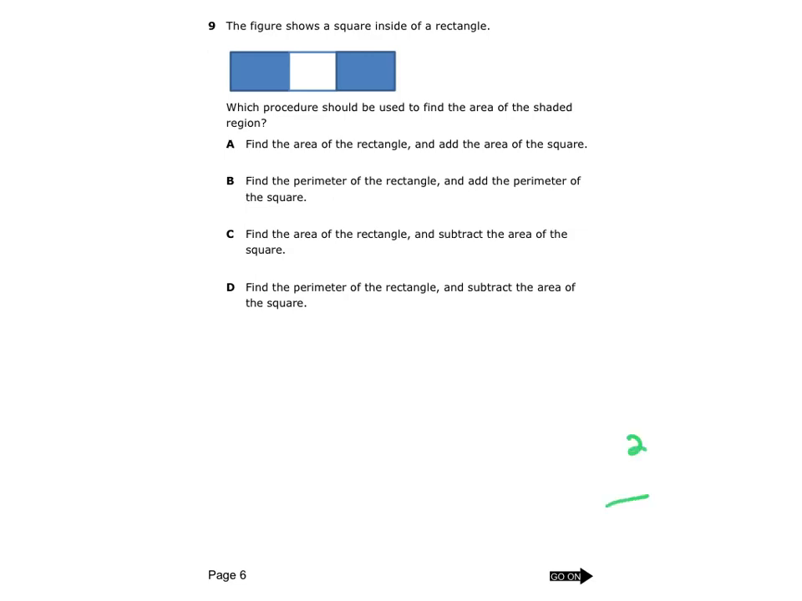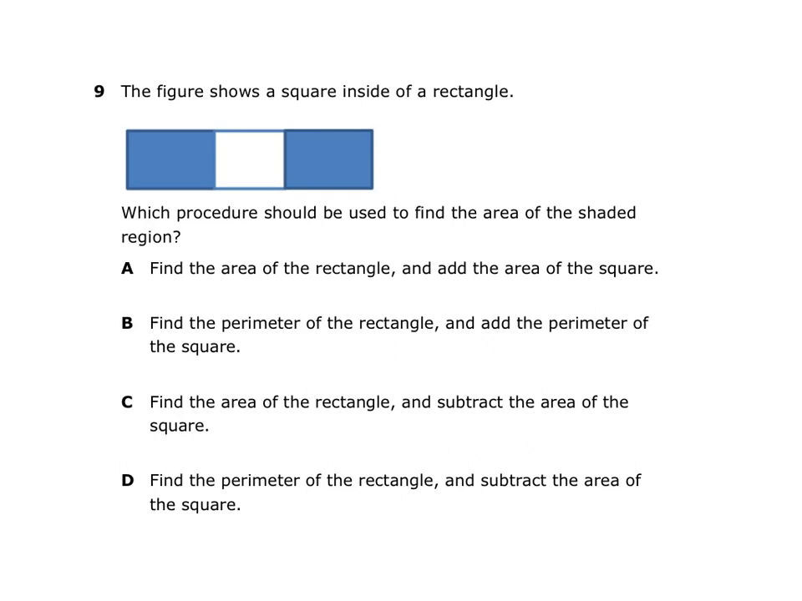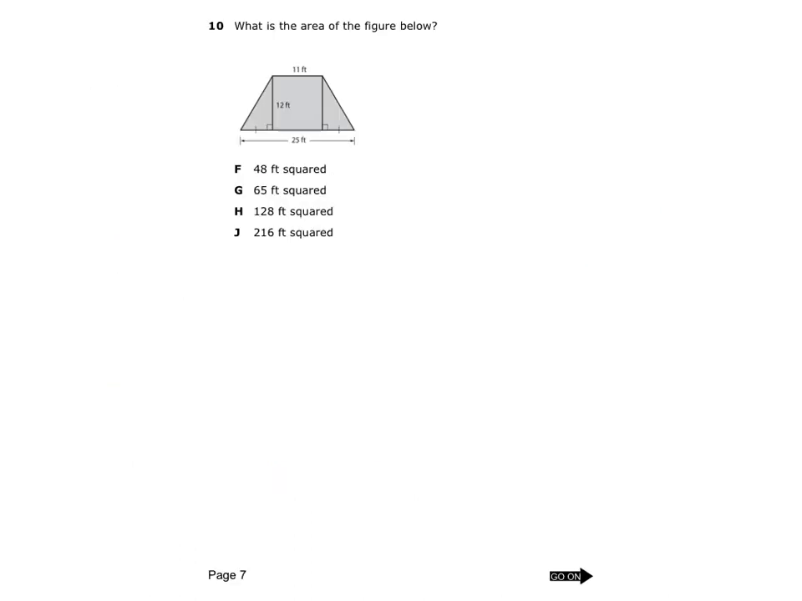Number 9 says the figure shows a square inside of a rectangle. Which procedure should be used to find the area of the shaded region? So we're going to do the rectangle first and then subtract out this square part. We're not finding the distance around the outside, so it's not perimeter. We're finding area, and we're not going to add, we're going to subtract. So that's going to be our answer choice.